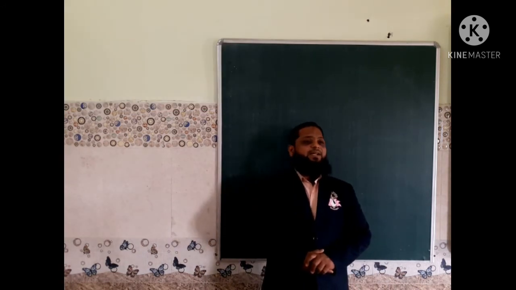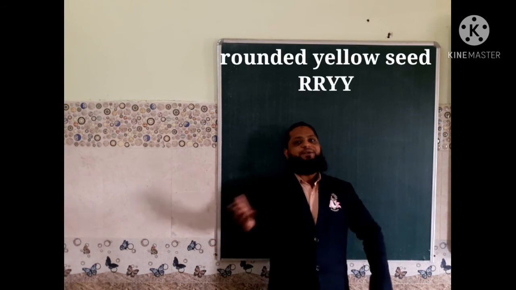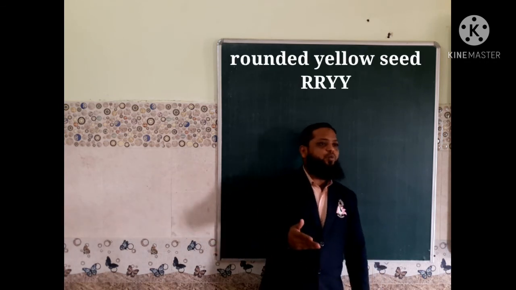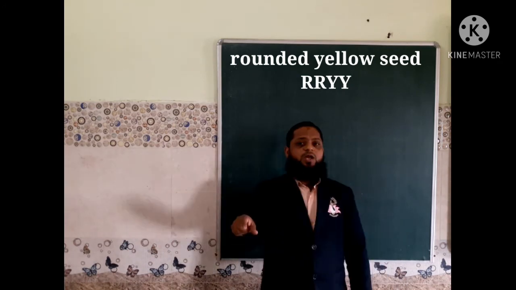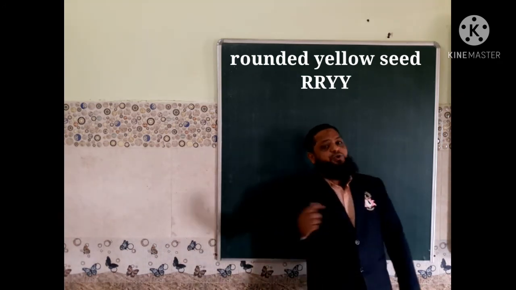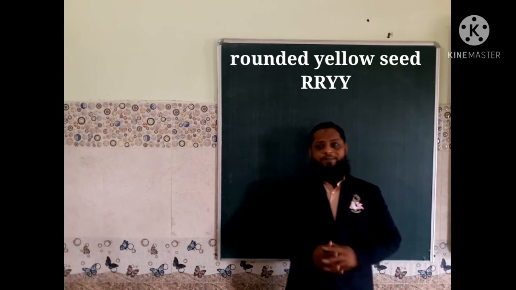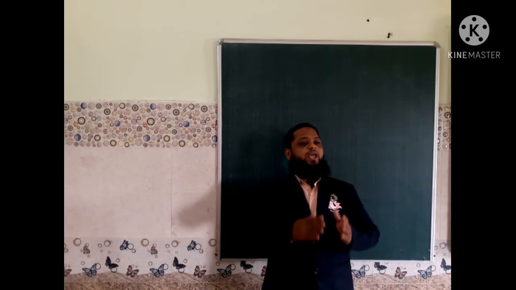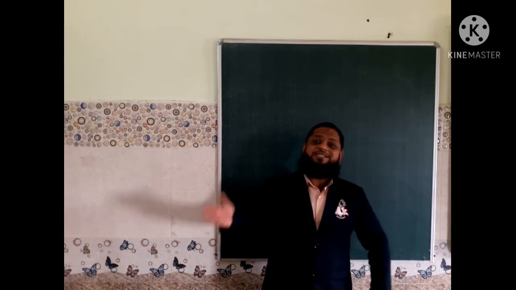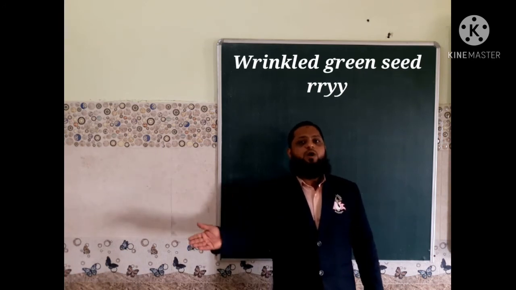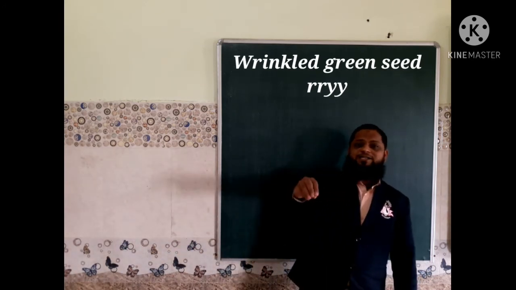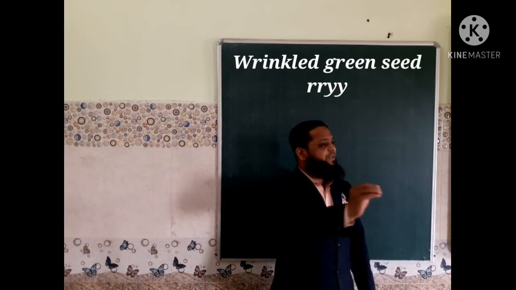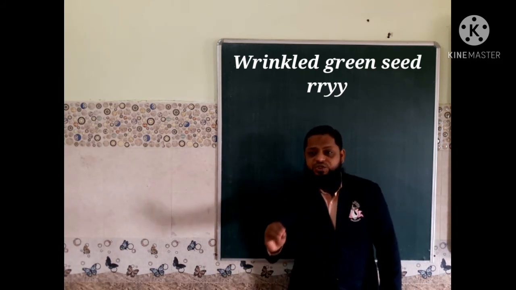Mendel selected the round yellow seeds. Their genotype will be capital R capital R capital Y capital Y. Both are dominant characters. Capital letters are used to represent the dominant characters. Then the wrinkled green seed is small r small r small y small y. Small letters are always used to represent the recessive characters.